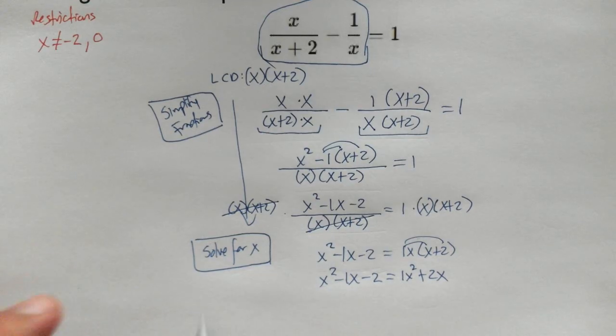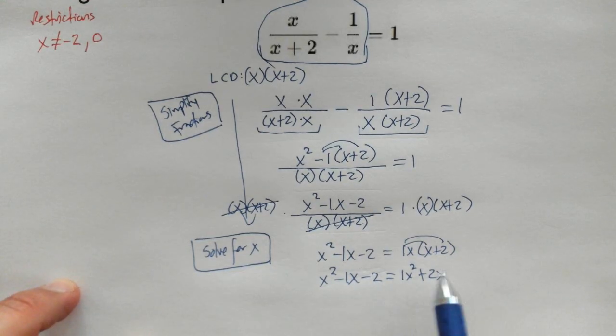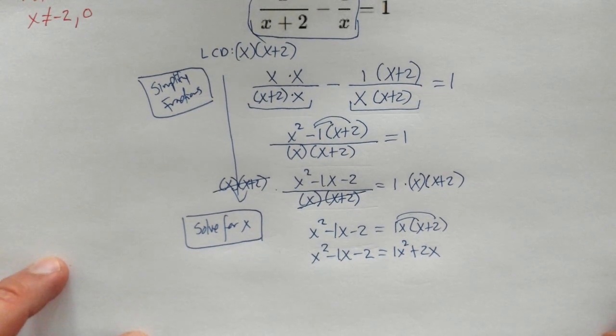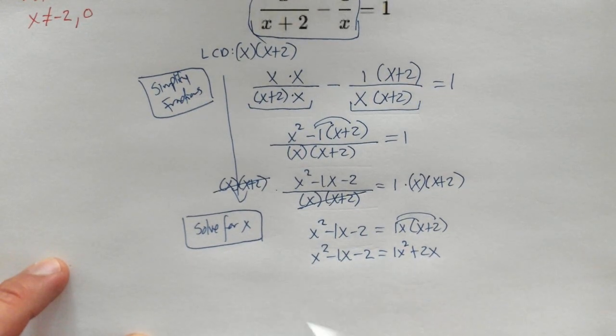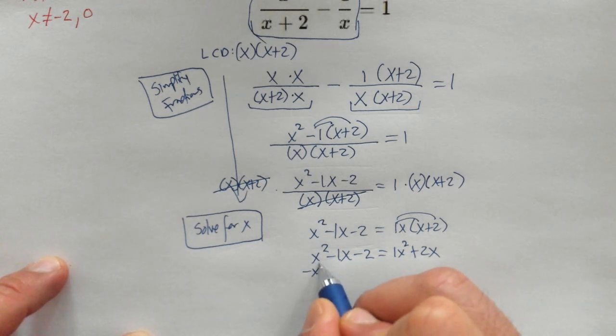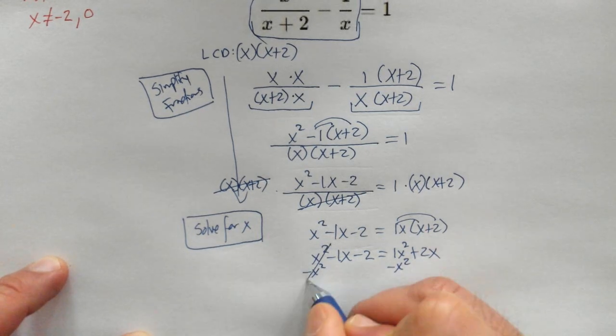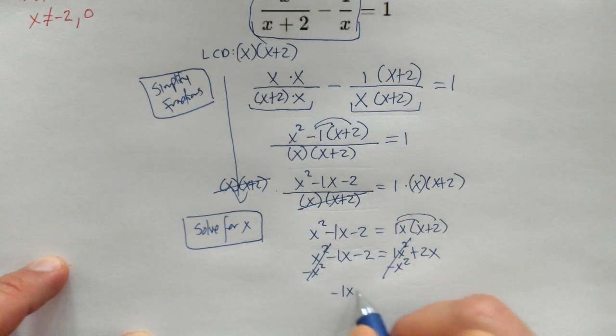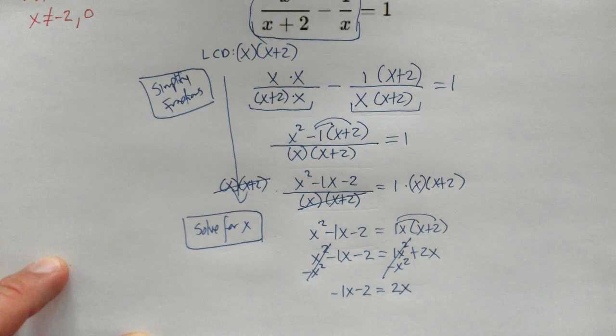Now remember, the goal here is to solve for x. So I'm going to combine like terms, right? That's my whole purpose here, solving for the value of x. And this is like some sort of quadratic. So as I move this x squared to the other side, they cancel out nicely, leaving me with just 1x minus 2 equals 2x.